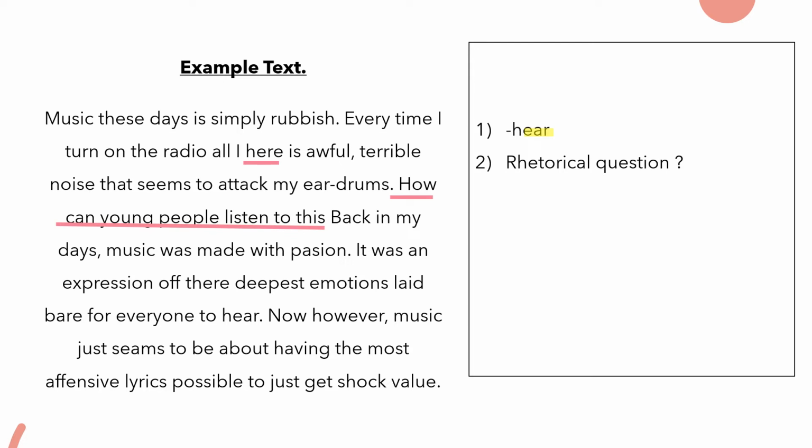Also, if you look at the actual extract, "back" is written with a capital letter, so therefore that would imply that there should be some form of punctuation needed as well.